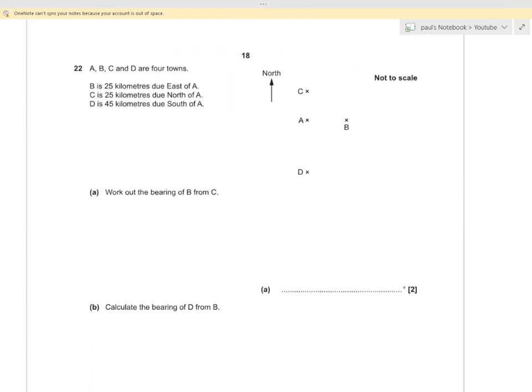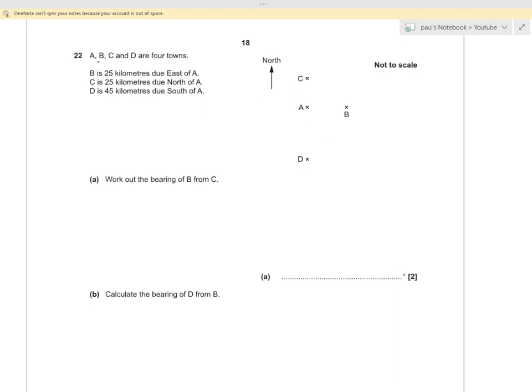Oh, and it goes on, there's another question. A, B, C, D are four towns. They are indeed, yeah? B is 25 kilometres due east of A. So that is 25. C is 25 kilometres due north of A. So that's 25. D is 45 kilometres due south. So that one's 45. Work out the bearing of B from C.